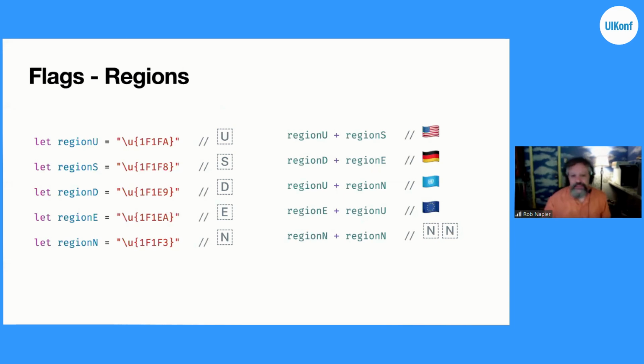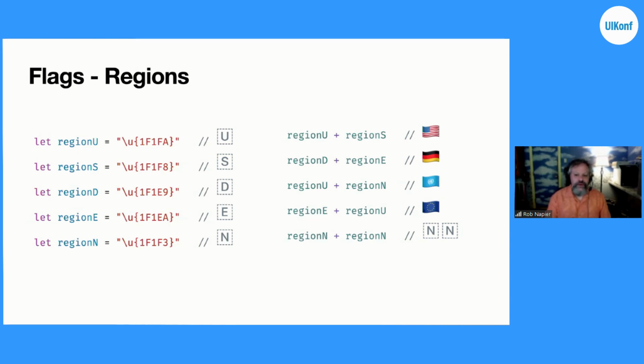We have flags. Flags are composed of 2 regional letters. Now, these are not normal letters. This is not the letter U or the letter S. This is the regional letter U. And they're code points specifically for just this purpose, for building up flags. And they match the ISO region code. So US is the United States and DE is Germany.